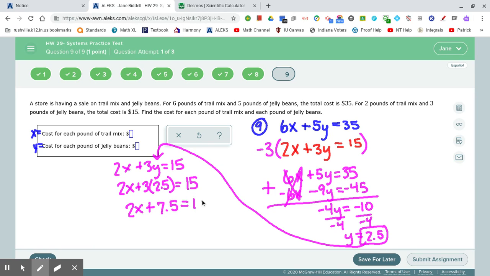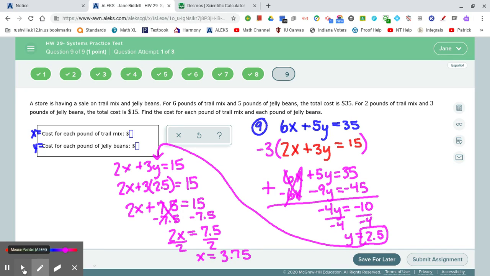then this equals 15. X is attached to the 2, so get rid of the 7.5 first. So the opposite of a plus 7.5 is a minus 7.5. These cancel out, leaving me with 2x is equal to. If I take 15 minus 7.5, I get 7.5. And then I'm going to divide both sides by 2. And that's going to give me that x is equal to positive 3.75.